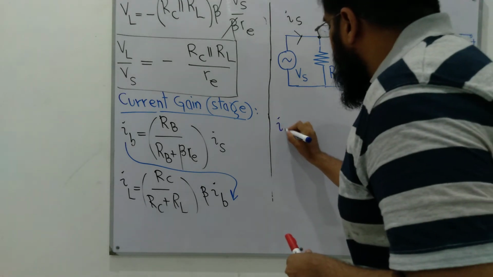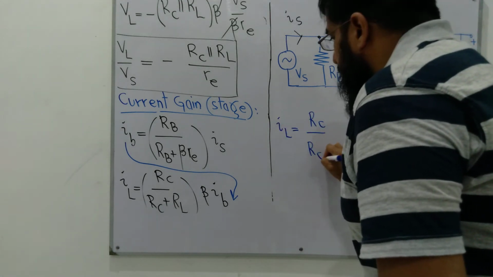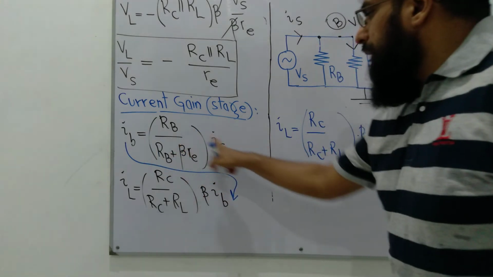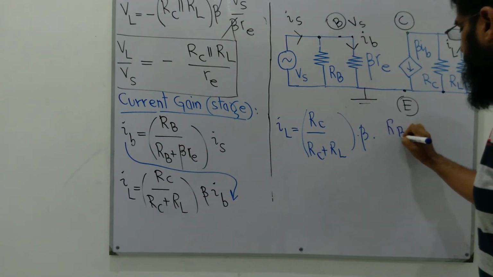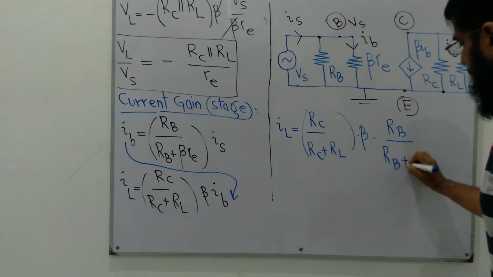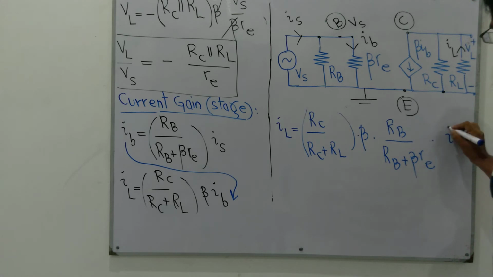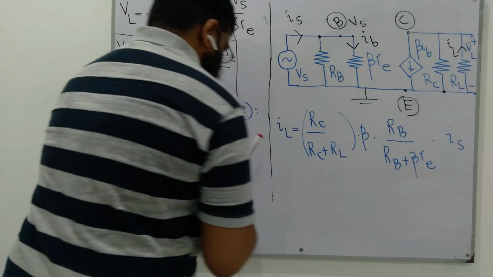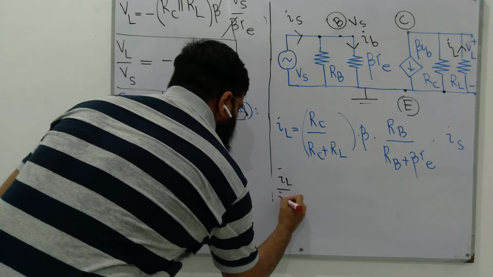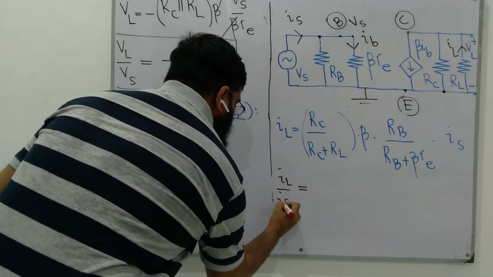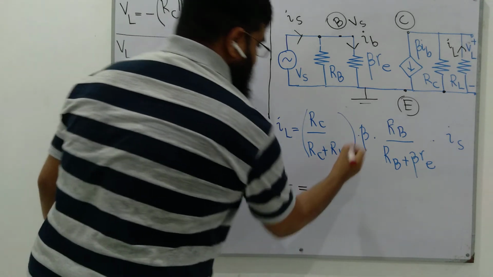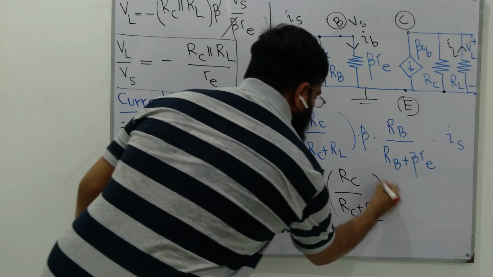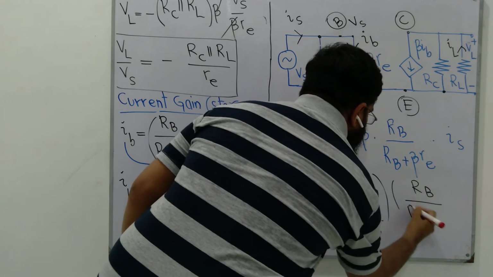So IL becomes RC over RC plus RL times beta times IB. That will bring it from here, RB over RB plus beta RE times IS. So if we divide by IS here, we get the stage current gain, IL over IS. So current gain of the stage IL over IS is beta times a current divider term RC over RC plus RL and another current divider term RB over RB plus beta RE.